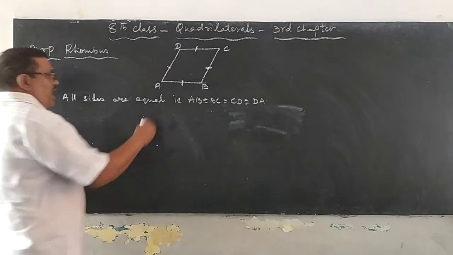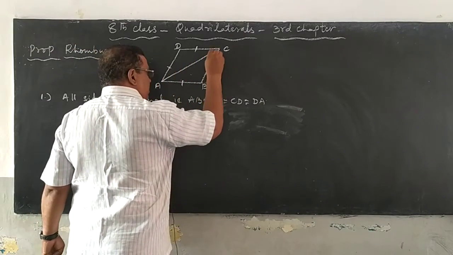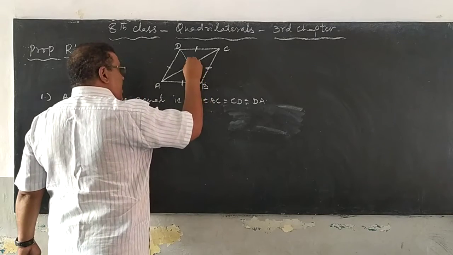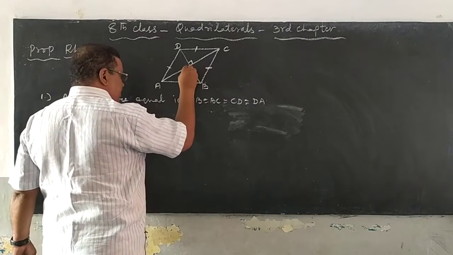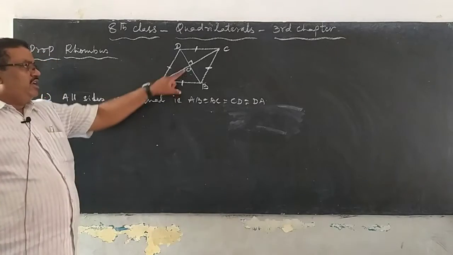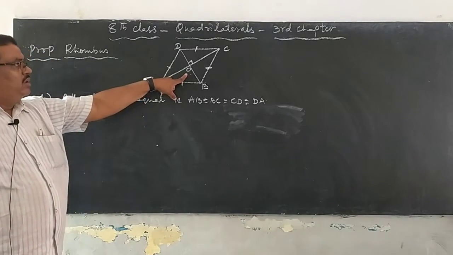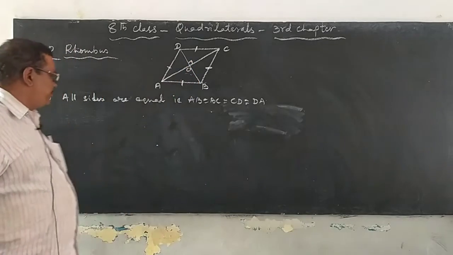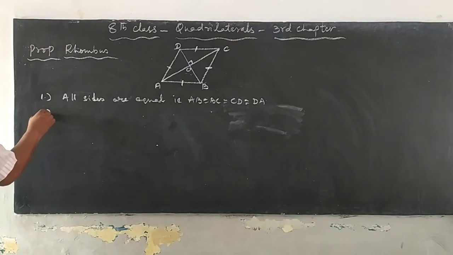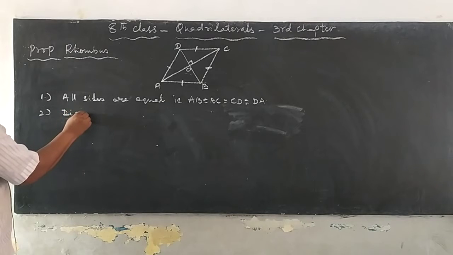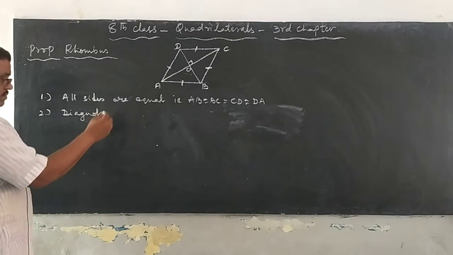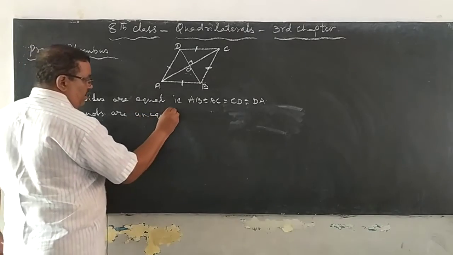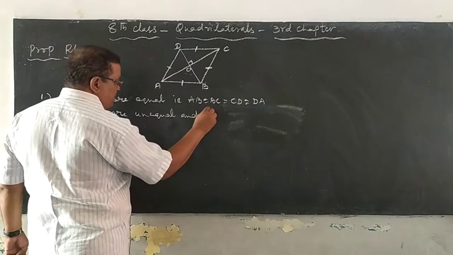Next, the diagonals are unequal and perpendicular bisect each other. Here, angle between the two diagonals is 90 degrees. The intersecting point is taken as O. The angle between the two diagonals is how much degrees? 90 degrees. Second one, diagonals are unequal and perpendicular bisect each other.